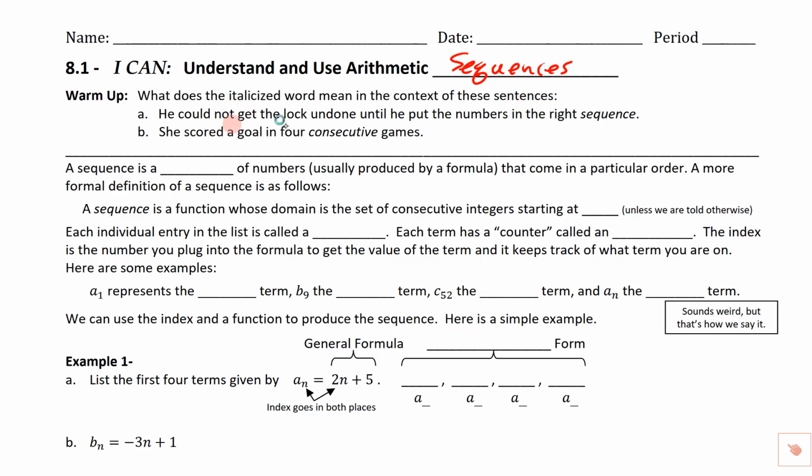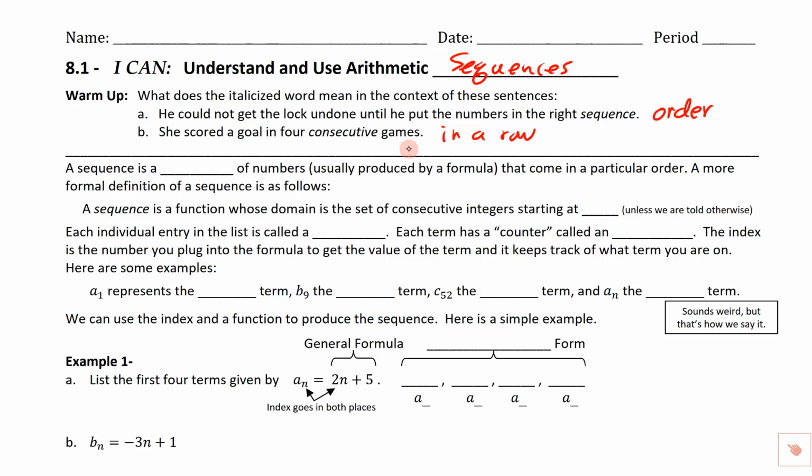So it says, he could not get the lock undone until he put the numbers in the right sequence. Well, if you've worked with a combination lock before, you need to get the numbers in the right order. So let's write the word order right here. So when we're talking about getting things in the right sequence, we're talking about having them in the right order. And then it says she scored a goal in 4 consecutive games. Well, 4 consecutive games would be 4 games in a row. So in a row.